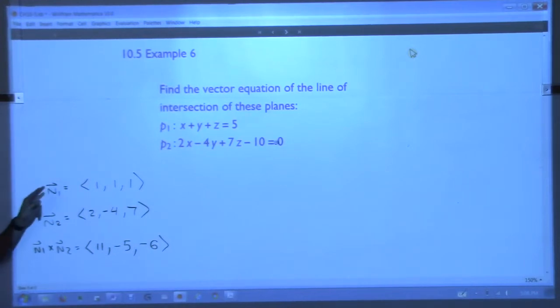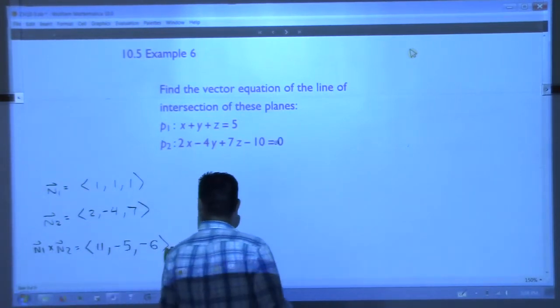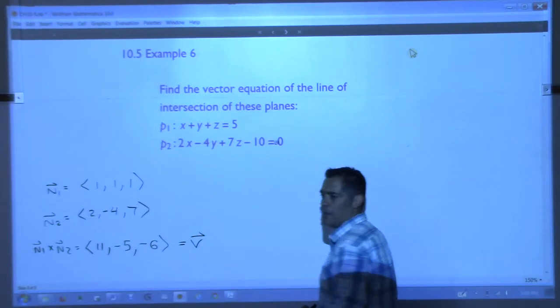So I've taken my two planes, I've crossed their normals, that gives me this, and this is what part of my line? What is this part? That's the direction of my line. So we called that V earlier, didn't we? So that's going to be my V on my line.